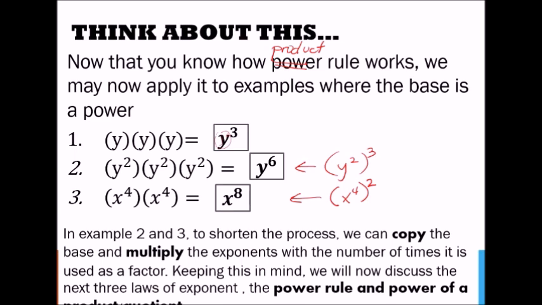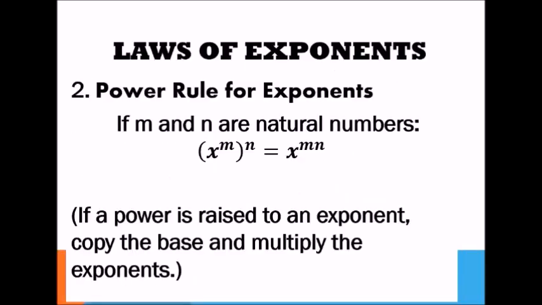As you can see, to shorten the process, we can just multiply 2 by the number of times it is used as a factor. 2 times 3 is 6. And 4 is multiplied by the number of times x to the 4th is used as a factor. So, 4 times 2, it became 8. Yun po yung tinatawag nating power rule. So, for the power rule for exponents, if m and n are natural numbers, x raised to m raised to the nth power, multiply the exponent inside with the exponent outside.